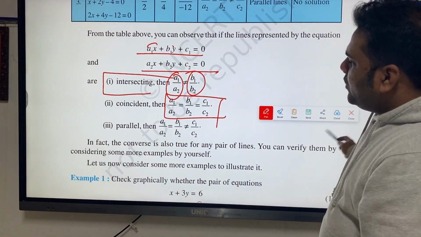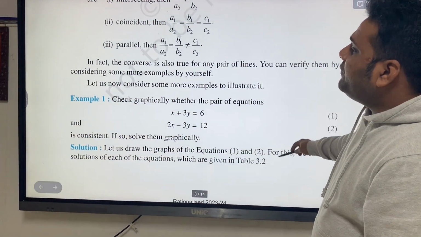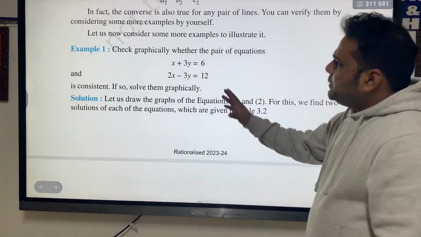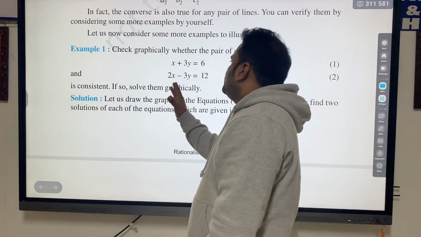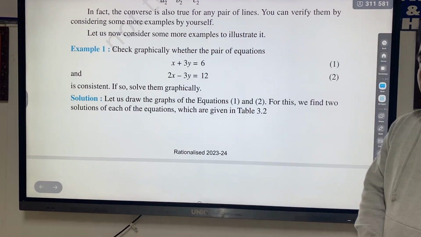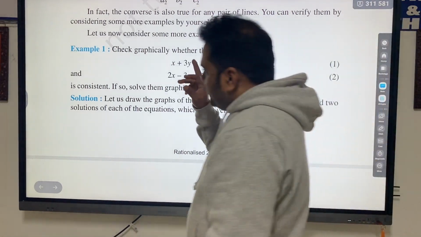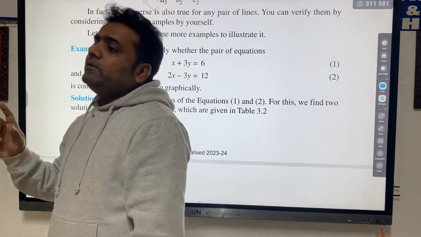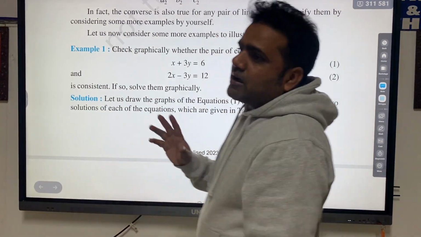Now you have to check graphically whether the pair of equations x plus 3y equal to 6 and 2x minus 3y equal to 12 is consistent or not. Consistent means the lines must intersect or lines must be coincident. Then only it's consistent.